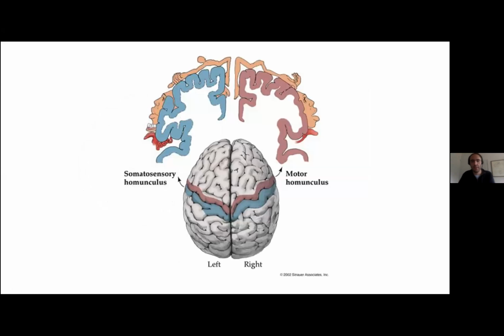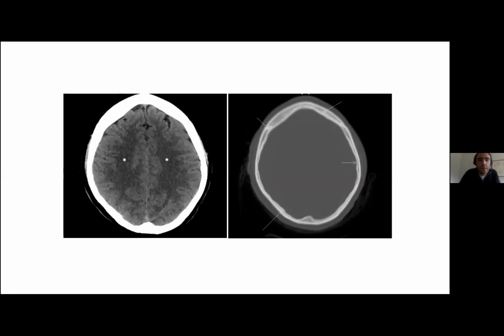Post-central gyrus. Okay. This is what we call the centrum semiovale. These are the white matter tracts that run through the brain, and that's the centrum semiovale, which you'll see in radiology reports.